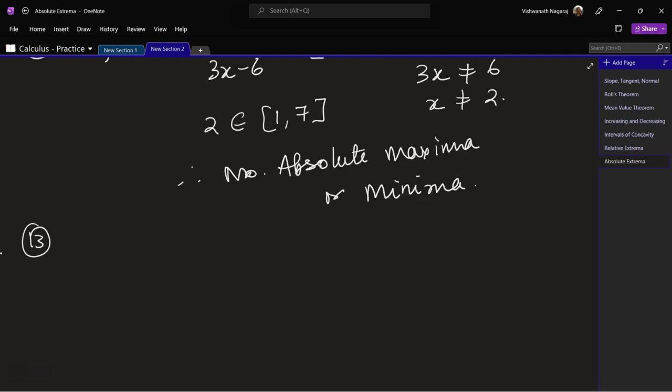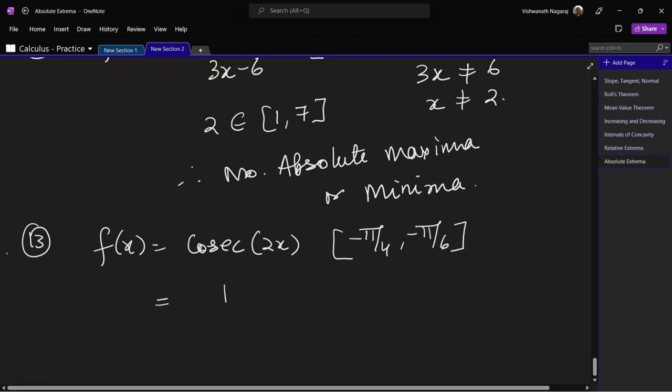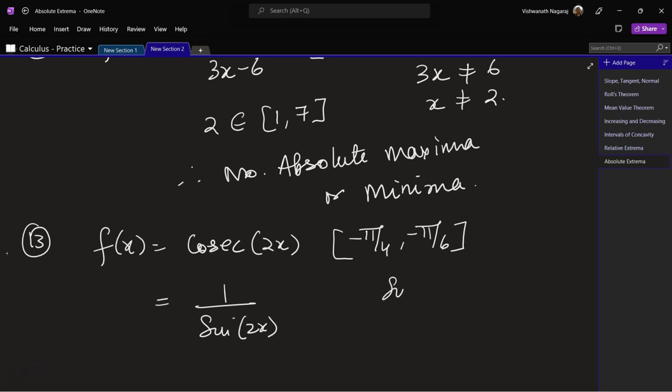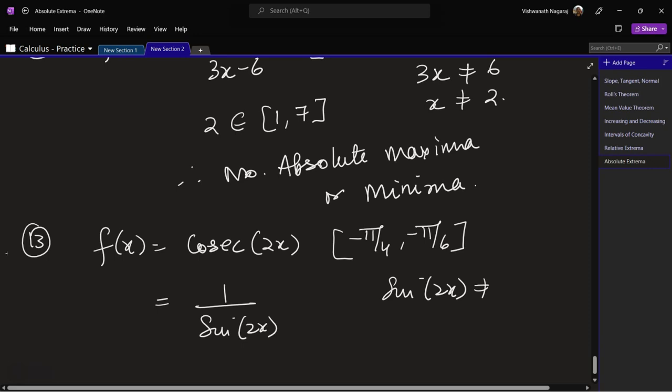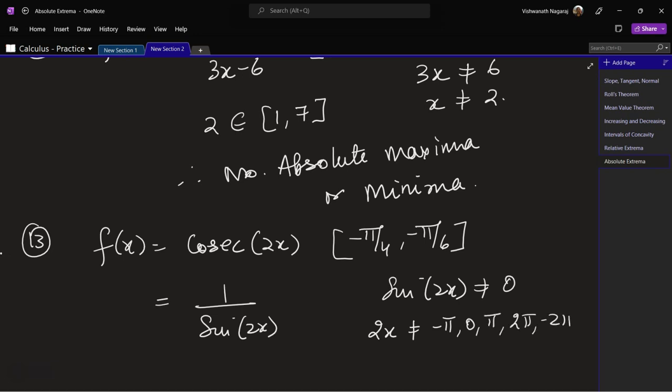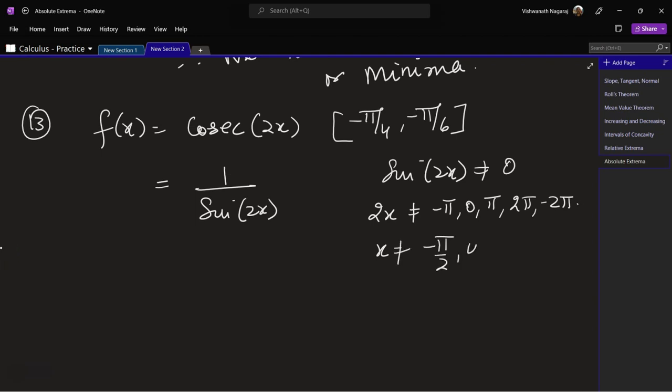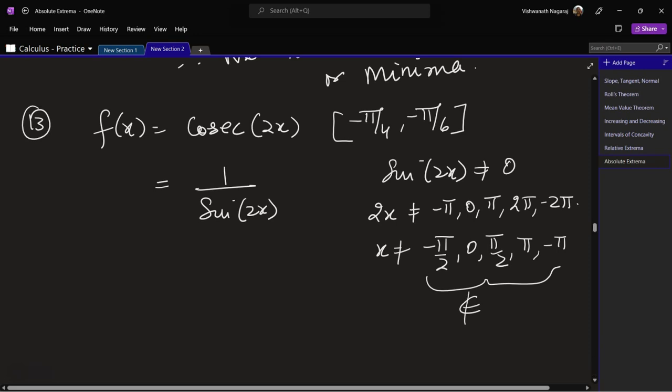Okay, 13th one, f(x) = cosec 2x in the interval -π/4 to π/6. Now this is nothing but 1/sin 2x, which means that sin 2x cannot be equal to 0. That means 2x cannot be equal to -π, 0, π, 2π or -2π, which means x cannot be equal to -π/2, 0, π/2, π or -π. None of this belongs to -π/4 to π/6. That means we can proceed forward.